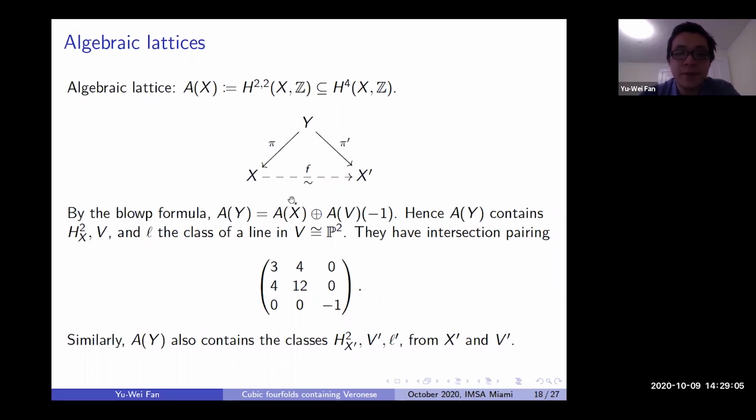So when X is a general cubic, then AX will have rank 2, and AY will have rank 3. And these are classes on AY. And similarly, these are classes arising from X prime. They are also classes on AY. And we can use some intersection theoretic computation to relate these classes with these classes, because they are all classes in AY. Okay.